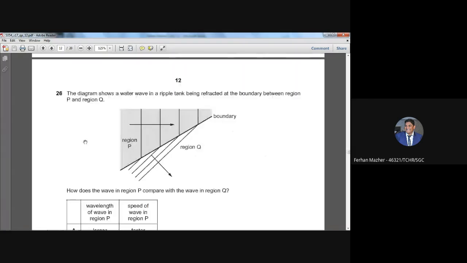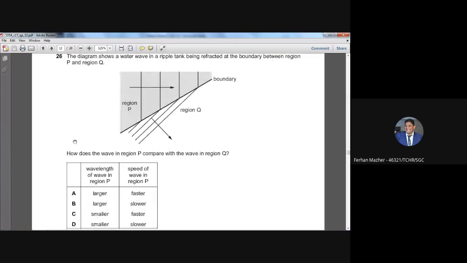Okay. Now on your screen, we have question 26. The diagram shows a water wave in a ripple tank being refracted at the boundary between region P and region Q. Okay, here the water wave fronts are coming, and because the depth is different, the water waves have changed their direction. The wave fronts are now going this way.